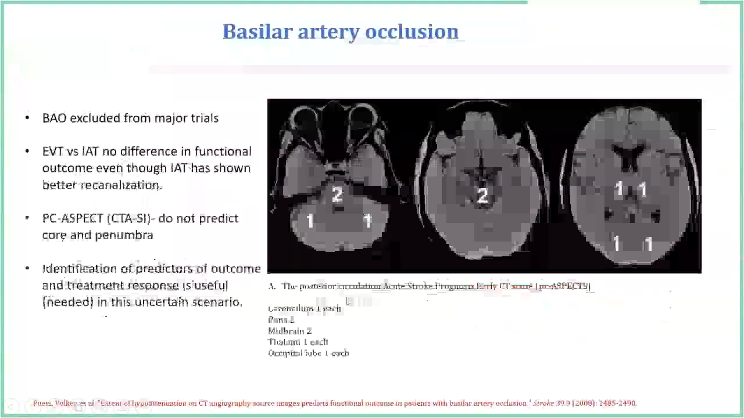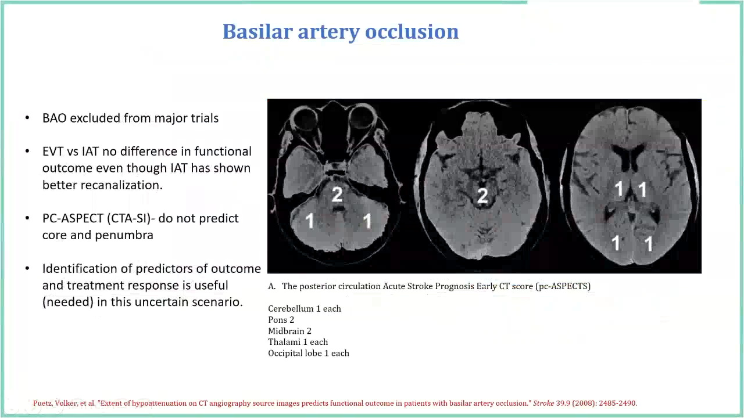Talking more about basilar artery occlusion. Basilar artery occlusions were excluded from the major trials. This is one of the worst nightmares of our vascular neurologists, leading to high morbidity and mortality. The BEST trial has shown that endovascular treatment and intraarterial thrombolysis have almost equal efficacy in patient outcome, but the recanalization status is better with intraarterial thrombolysis.